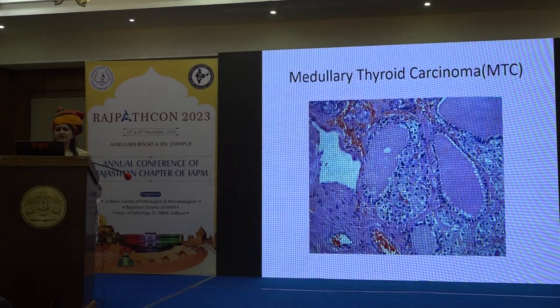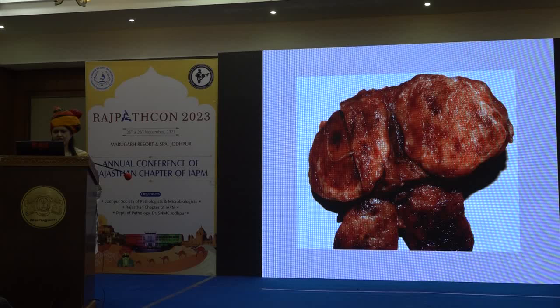Coming to the medullary carcinoma of thyroid, we all know medullary tumors arise from the C cells, which are present in the thyroid follicle wall. Many times in a normal thyroid we also see C cell hyperplasia, and from there the tumors of medullary carcinoma thyroid arise.